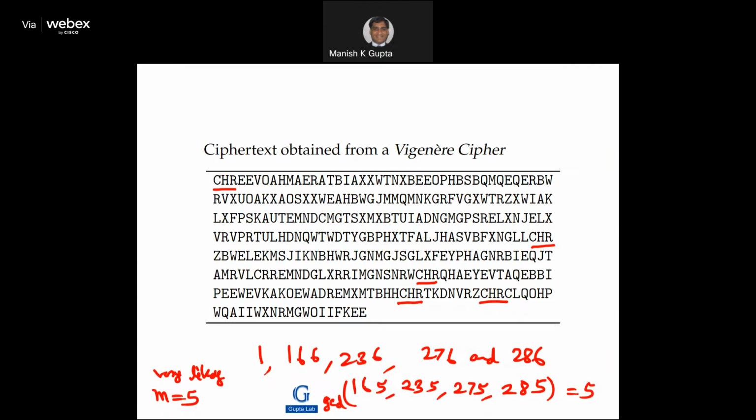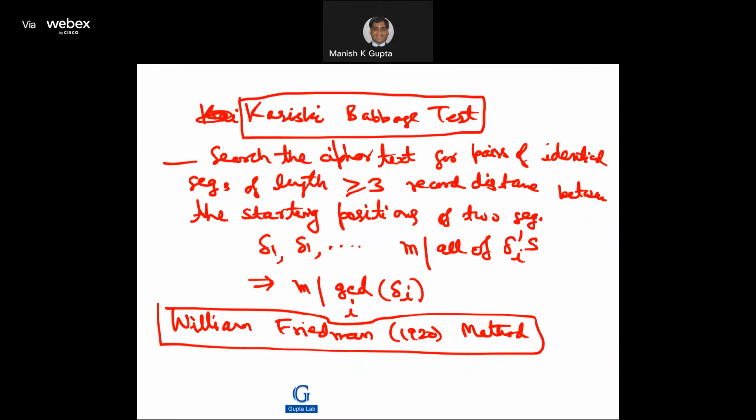The one which I used just now is the Kasiski-Babbage test. Search the ciphertext for pairs of identical sequences of length more than 3, and record the distance between their starting positions of the two sequences. So suppose it is delta 1, delta 2, and so on. Then M divides all of these. So basically M divides the GCD of these. So this way we can compute M. Just now we saw that M was 5 by this method.